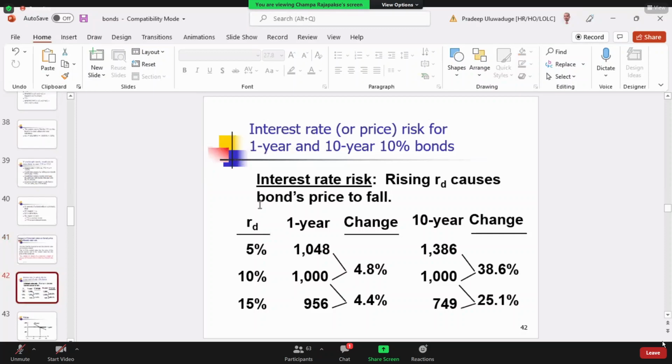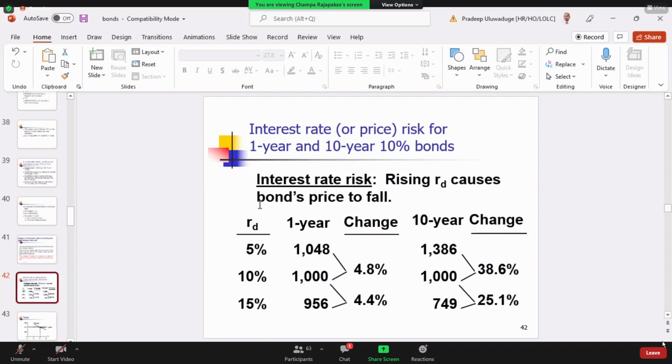Let's see interest rate or price risk, because we are talking about the change in price for 1-year and 10-year 10% bonds. We are trying to see, depending on the maturity of the bond, how the interest rate risk behaves. Rising interest rates cause bond prices to fall. So we have a table.